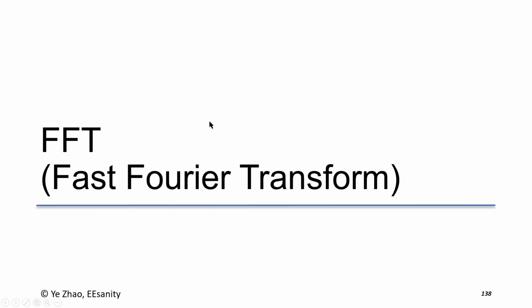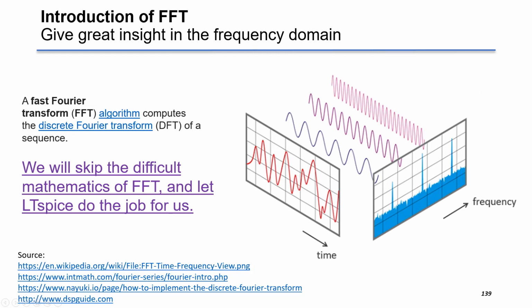FFT, fast Fourier transform. A fast Fourier transform is an algorithm that can sample a signal over a period of time and divide it into its frequency components. In this particular example, as an illustration, we have a waveform plotted in the time domain in red. Actually, it consists of 3 different frequency components. By using the FFT, we can tell that there are 3 major frequency spikes at different frequencies. This will be very helpful to understand the waveform better.